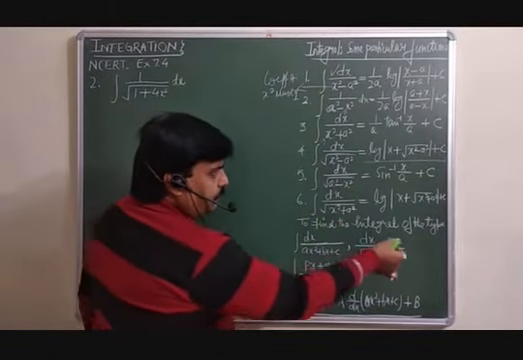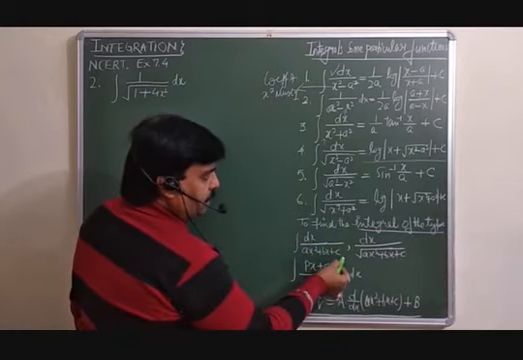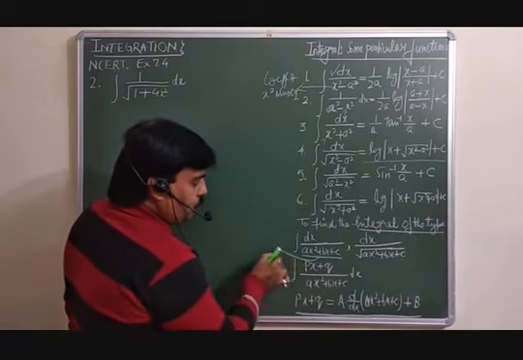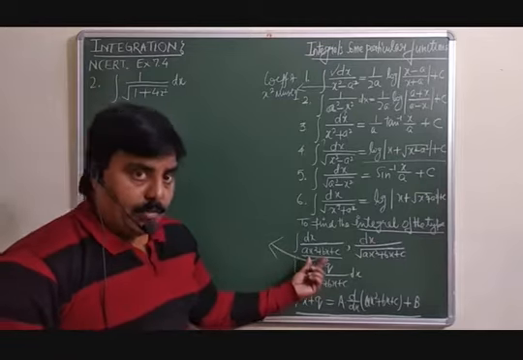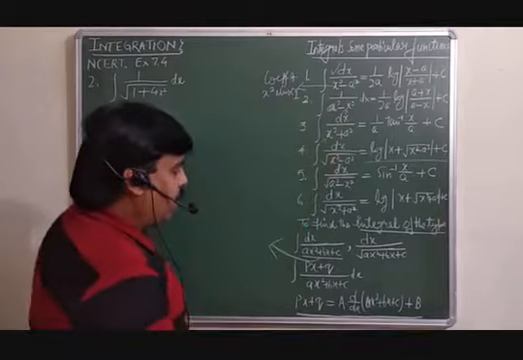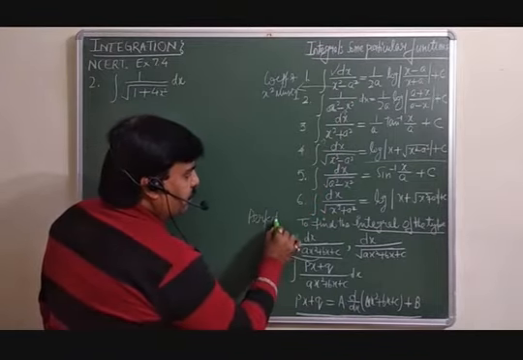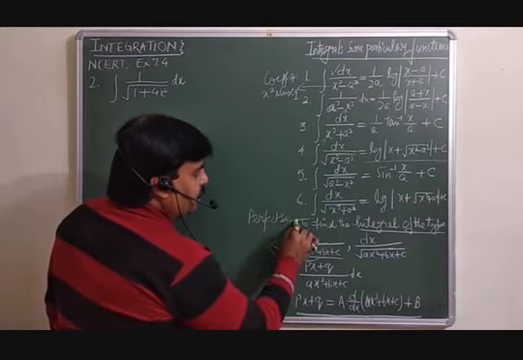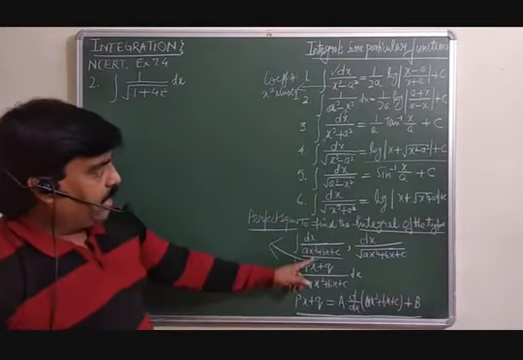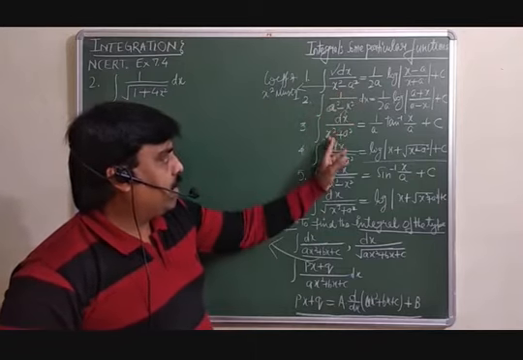But sometimes your integral may be of the type ax square plus bx plus c. So what we will do, you are supposed to change this denominator, ax square plus bx plus c, into one of these forms. How can you change it? Simply by making a perfect square. You can write it in the form of x square minus a square, or a square minus x square, or x square plus a square.